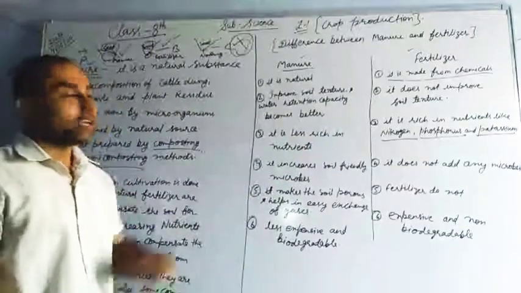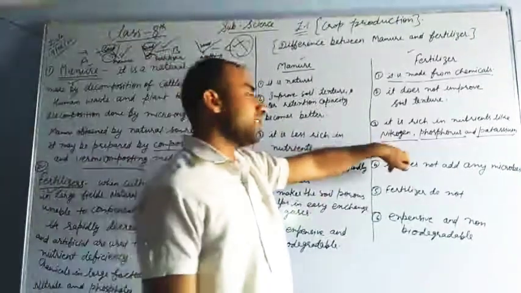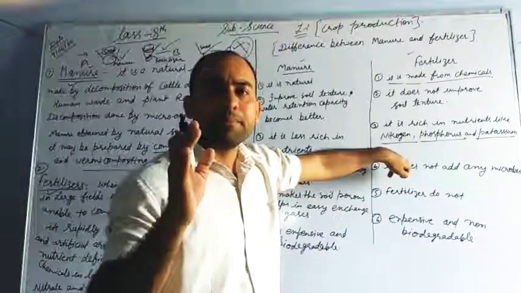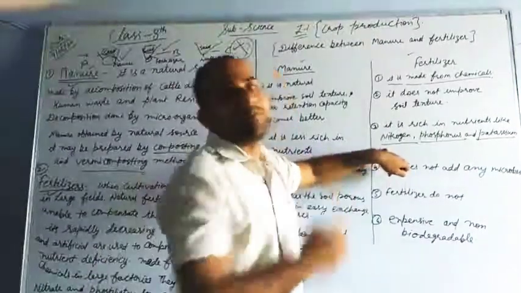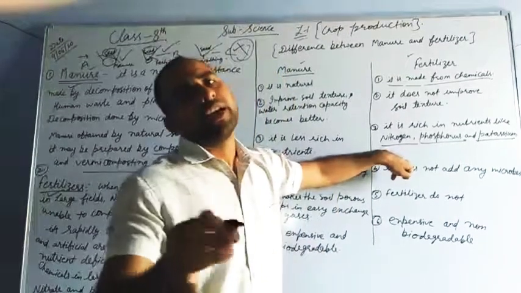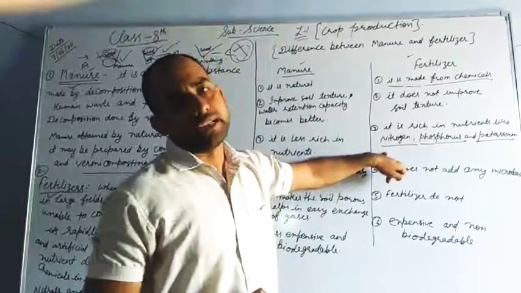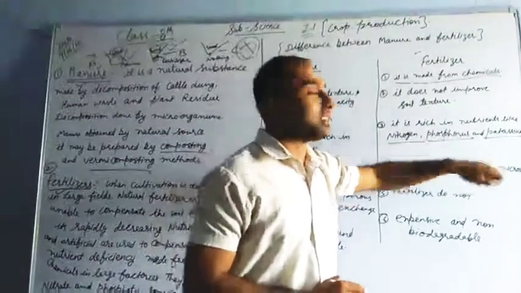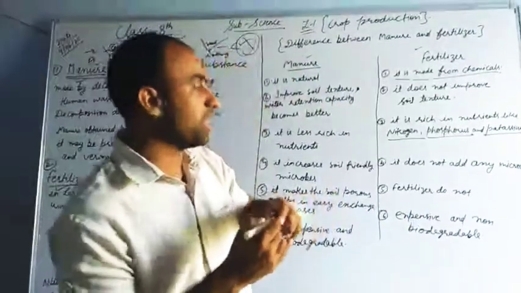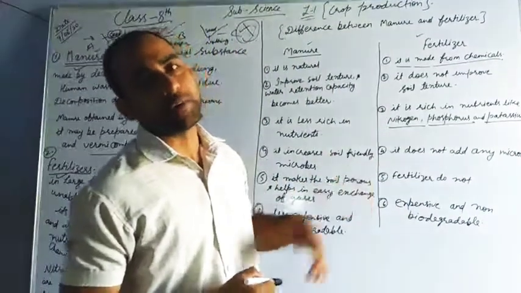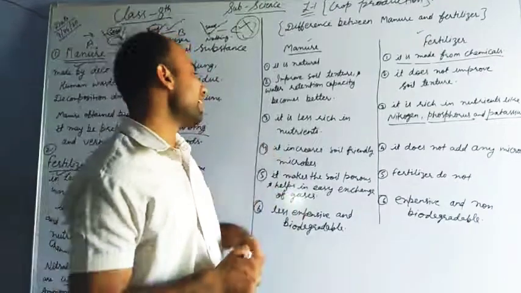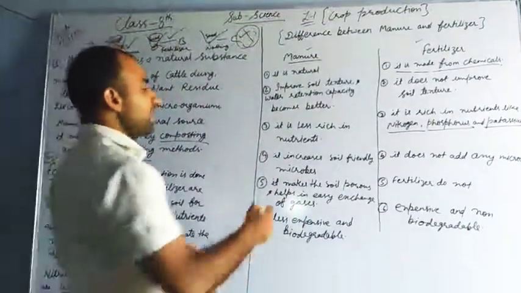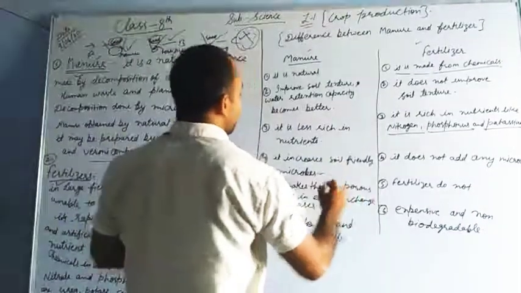You are able to see all these three names. Nitrogen: in each and every fertilizer, nitrogen is a must. If nitrogen is not there, it means that is not a fertilizer. And this is phosphorus, this is potassium. All these nutrients are present, which are absorbed by the plants for their growth and development.